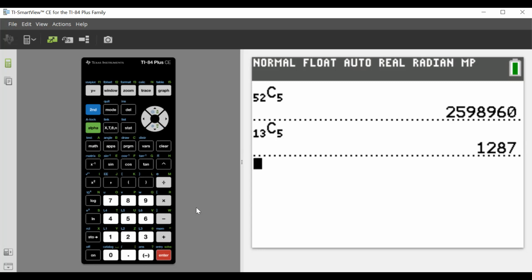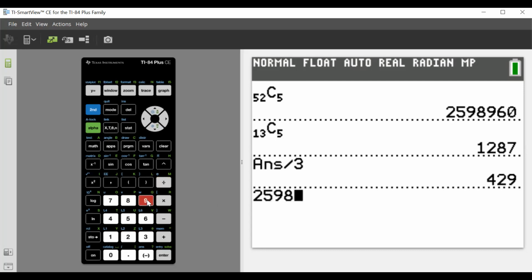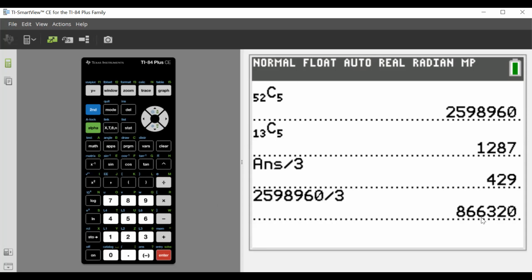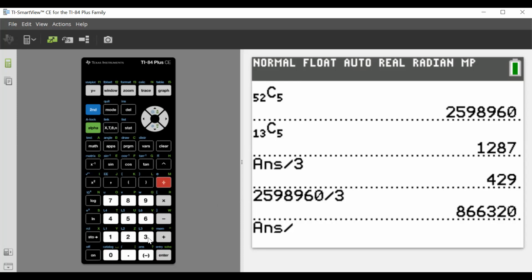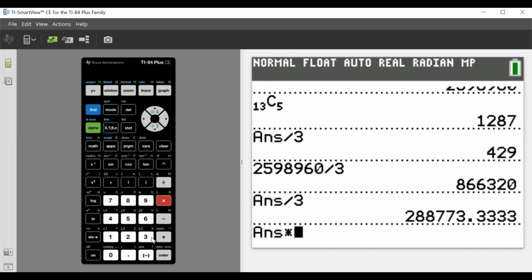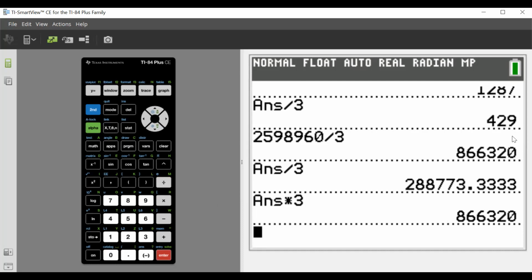All right, and so can we divide that by 3? Yeah, we can. Can we divide the 2,598,960 by 3? And we can. So we get 429 over 866,320. Can we divide it by 3 again? Nope. All right, so I think that's about as far as we can get. So we end up with 429 over 866,320, and that's as far as we can go.